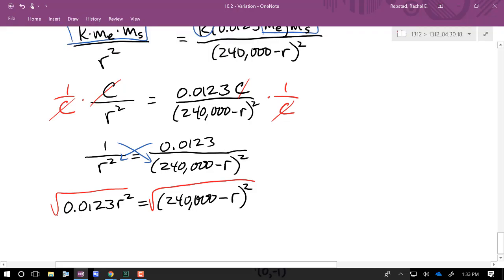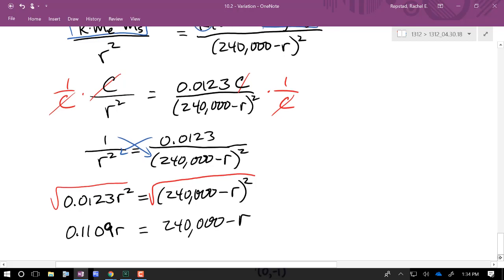And we have to make sure to actually take the square root of 0.0123 as well. Obviously the square root of r squared is r, but we have to make sure we take the square root of 0.0123. I did not tell it to take the square root. You have to do that. 0.1109. So on the left side, we get 0.1109 r. And on the other side, we get 240,000 minus r.